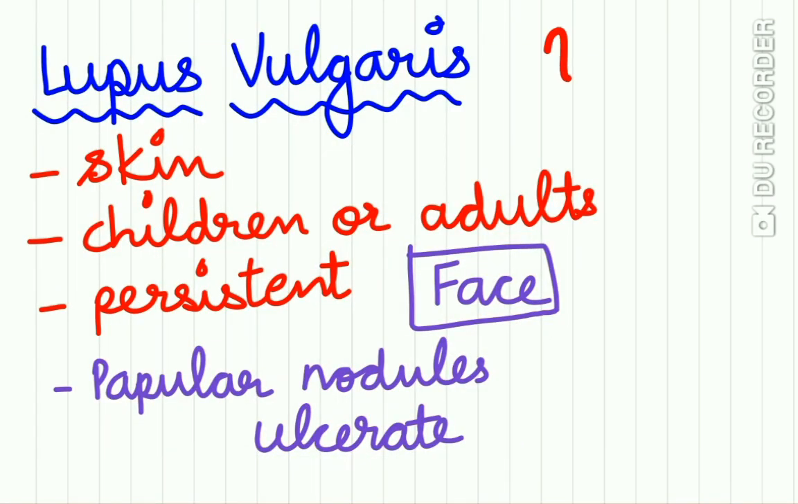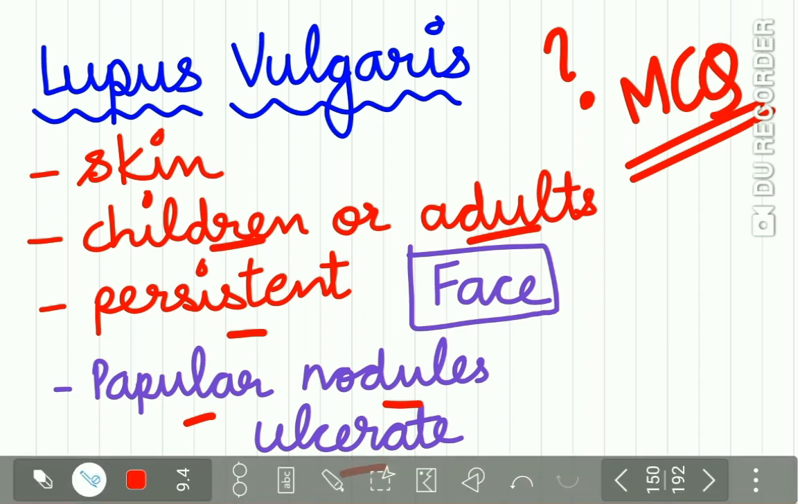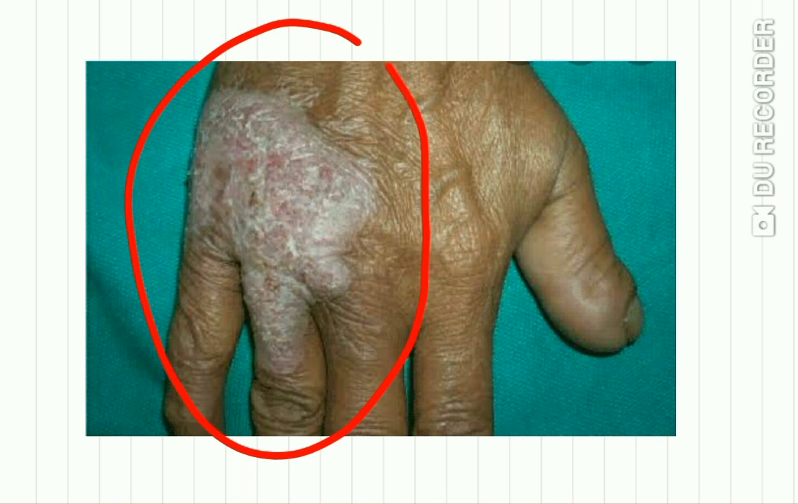Now, what is lupus vulgaris? Lupus vulgaris is the tuberculous involvement of the skin. This is another important MCQ question. What is lupus vulgaris? The skin involvement in tuberculosis is called as lupus vulgaris. It affects mostly children and adults and it is a persistent lesion which occurs on the face. It appears as papular nodular and it may sometimes ulcerate. So here you can see a classic lesion of lupus vulgaris.